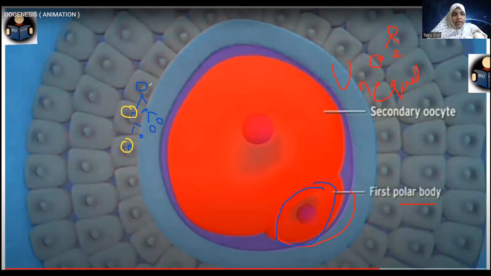Now just have a look at this diagram. Very simple, but it is very important to know this. So right now we are here, at this step, okay.